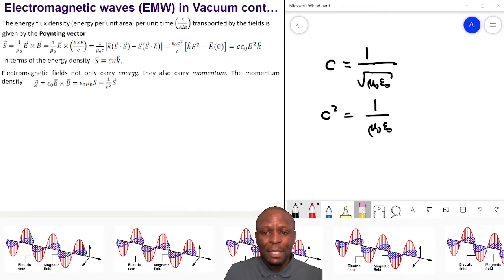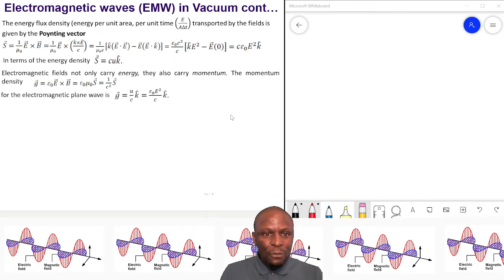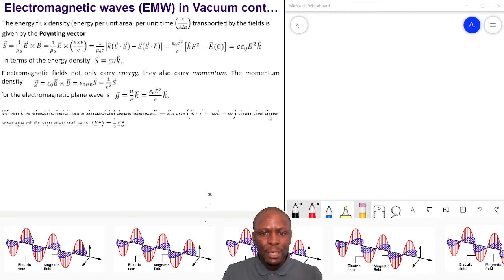Now that can be written in terms of the speed of light, in terms of this equation here, the momentum. And when we look at this, we can also see that the momentum is in the direction of the propagation. The momentum must always be in the direction of the velocity, the direction of the motion of the wave. Now for electromagnetic plane waves, this is what we are going to have for the momentum.